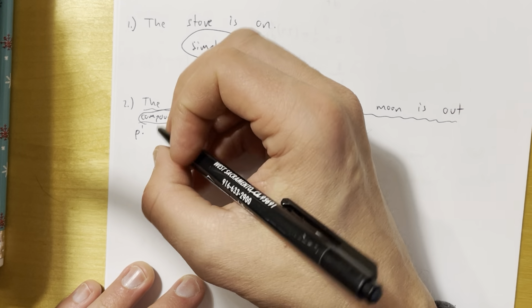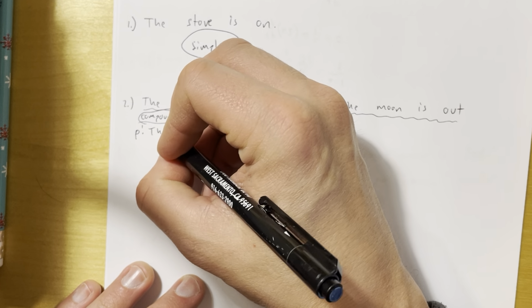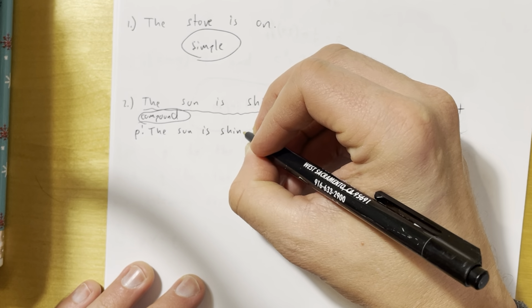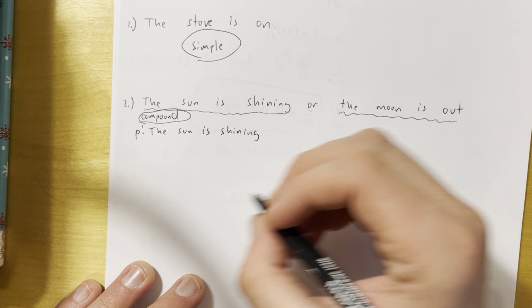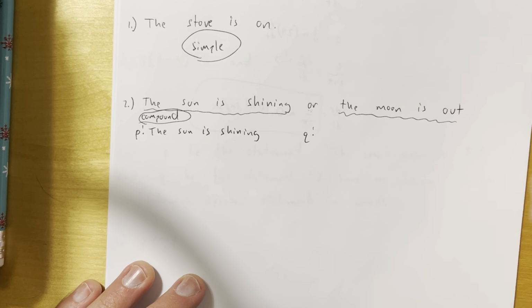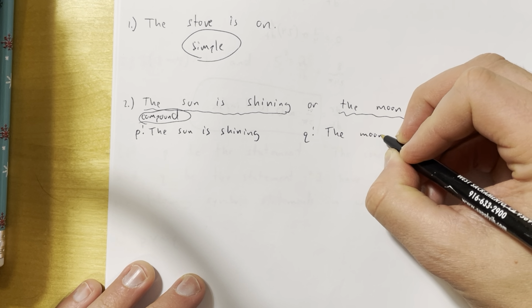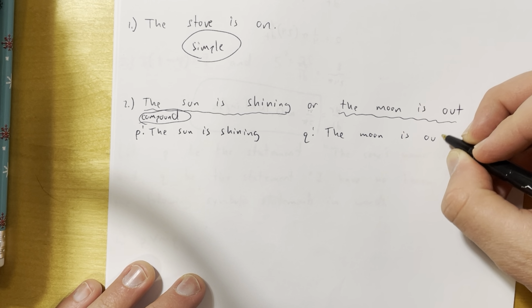P, I'm going to call the sun is shining. That's our first component statement. Q is going to be the component statement the moon is out.